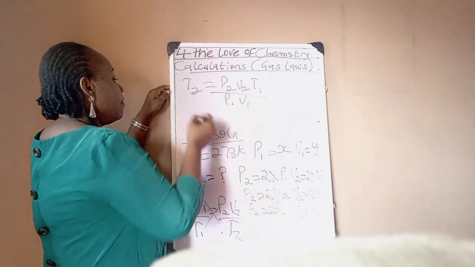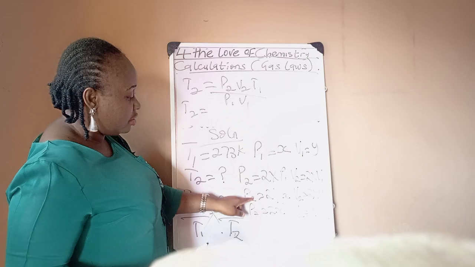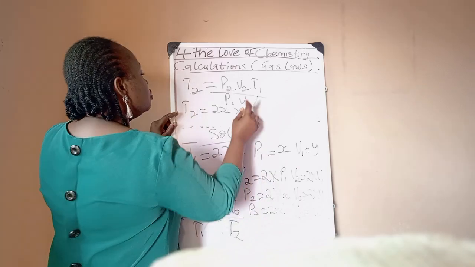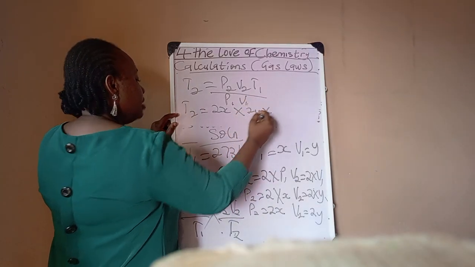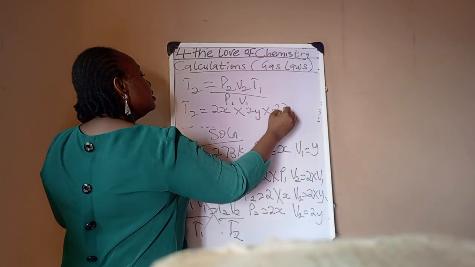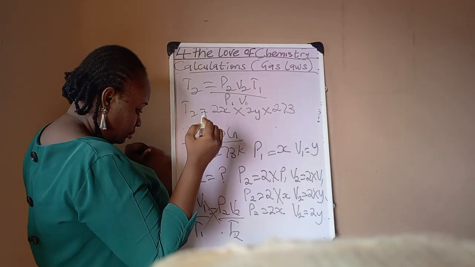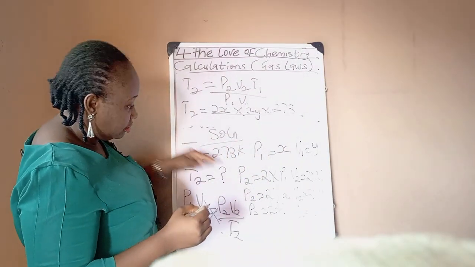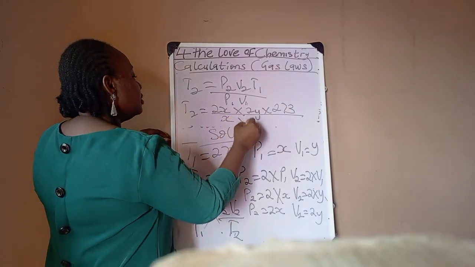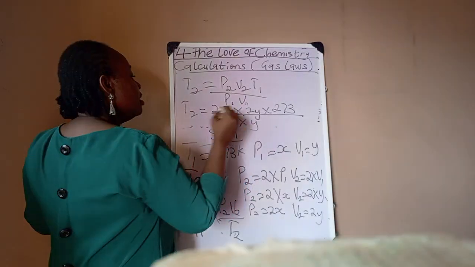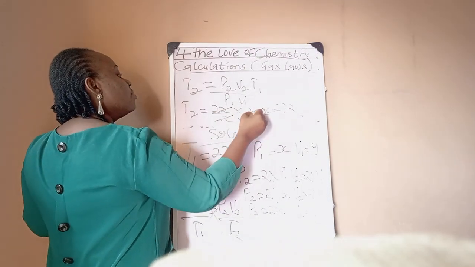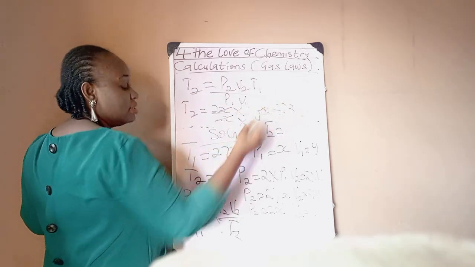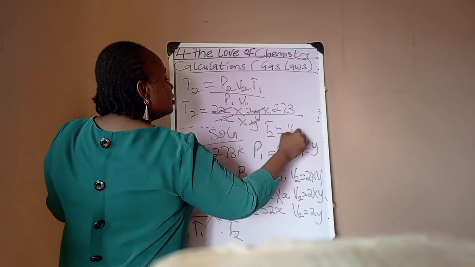So let's fix in our parameters. T2 equals, what is our P2? 2x, times, what is our V2? 2y, times, what is our T1? 273, all over, what is our P1? x, times, what is our V1? y. So x will cancel x, y will cancel y. So we have our T2 equals 2 times 2 times 273, which will give us 1092.